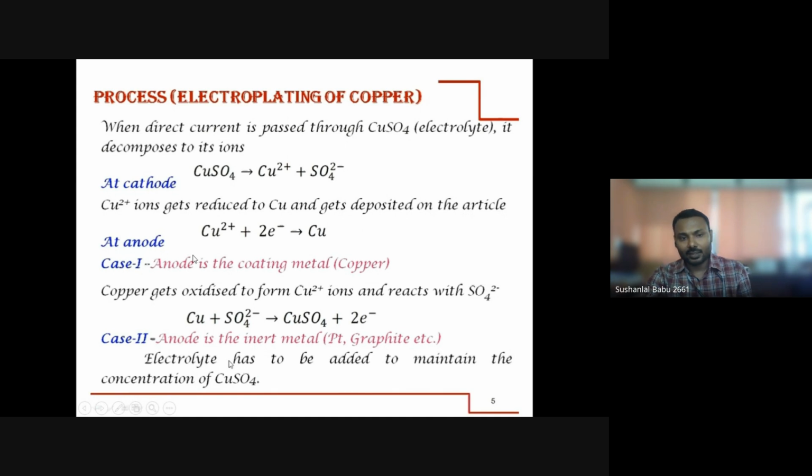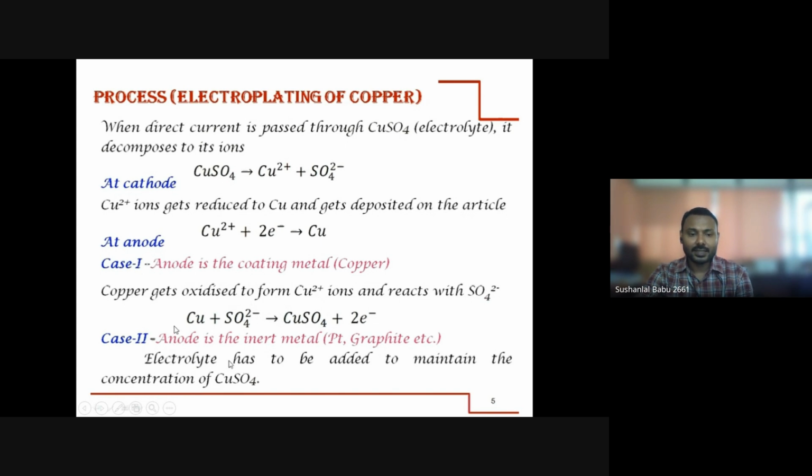And at the anode is the coating metal, copper. So in the first case, copper is the anode. The same metal which we are using for coating will be considered as the anode. So copper gets oxidized to form Cu2 plus ions, and it combines with SO4 2 minus to form CuSO4, plus two electrons will be released.